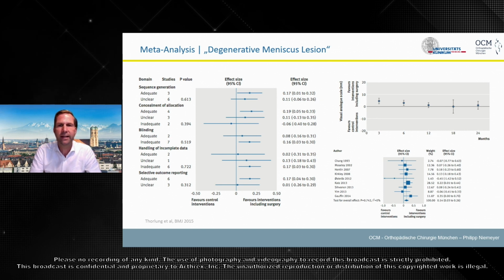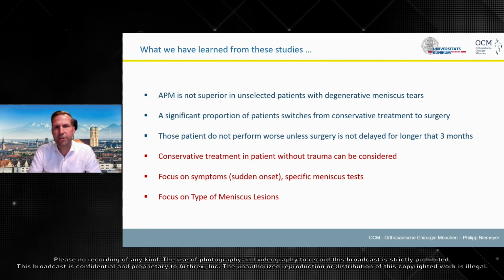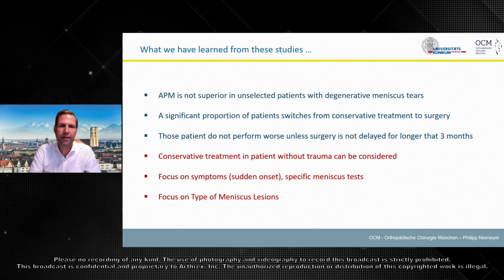Most are about the inclusion criteria and the specific patients which have been enrolled in these studies. But nevertheless, we have also learned from these studies, and up to date, we are definitely not that aggressive in recommending arthroscopic surgery in patients with unspecific medial knee pain and degenerative meniscus tears. We have definitely learned that conservative treatment is a treatment option and helps a significant proportion of the patients.